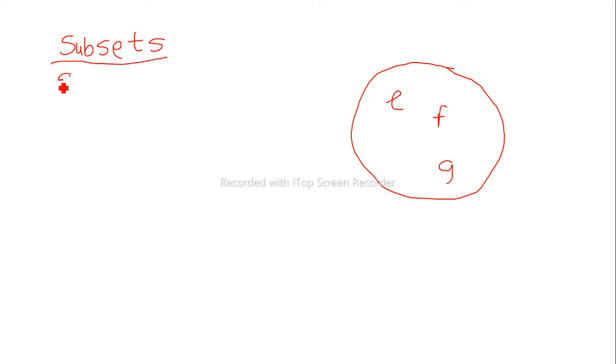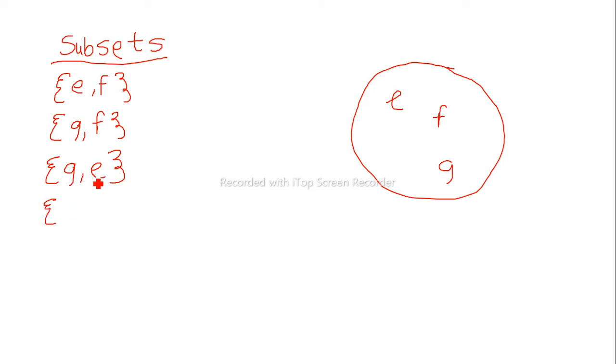So the first subset that we could say is EF. What's another subset that we got? GF. GE. How about EG? No, EG is the same as GE. We have EF, FG, GE. What else?